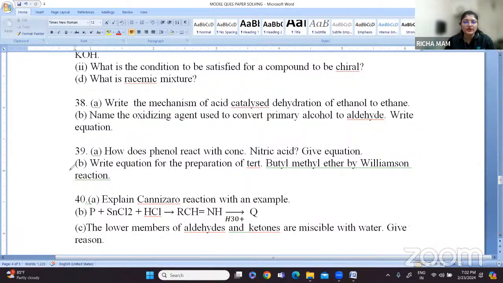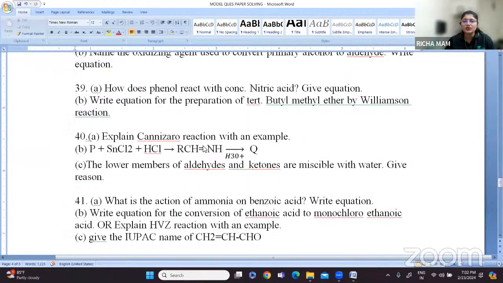Okay. Moving forward. Next question, 40th question. Explain Cannizzaro reaction with an example. And B question: phosphorus plus tin chloride plus HCl giving you P, then H3O plus giving you Q. So you have to identify your P and Q.